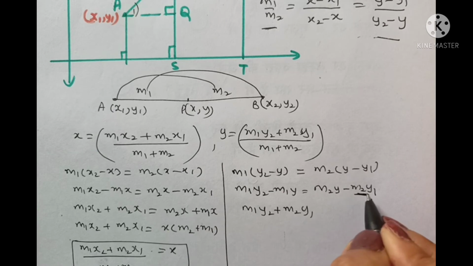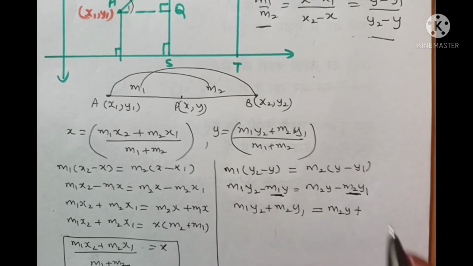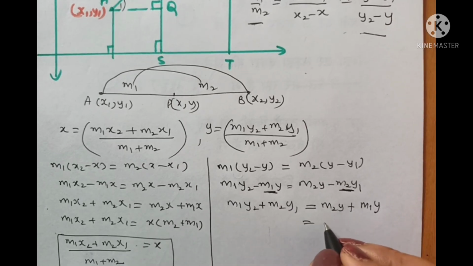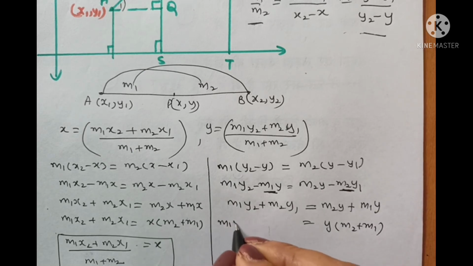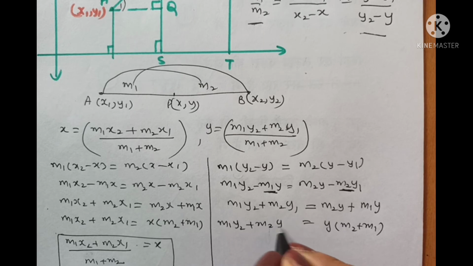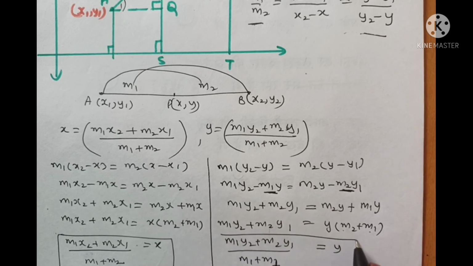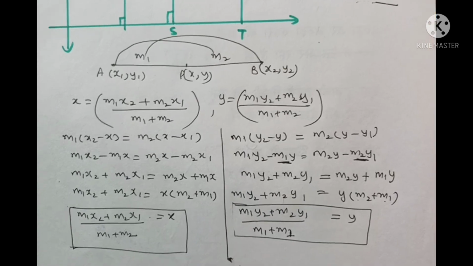I bring this term to left hand side, and m2 y plus, taking this term to right hand side, m1 y. Now both of these are y only, so I take y common. I am left with m2 plus m1. Left hand side I am not making any change, it is same. Now y is equal to m1 y2 plus m2 y1 upon m2 plus m1, or rearranging I can write it as m1 plus m2. So this gives me the y coordinate. Alright, I hope you understand this.